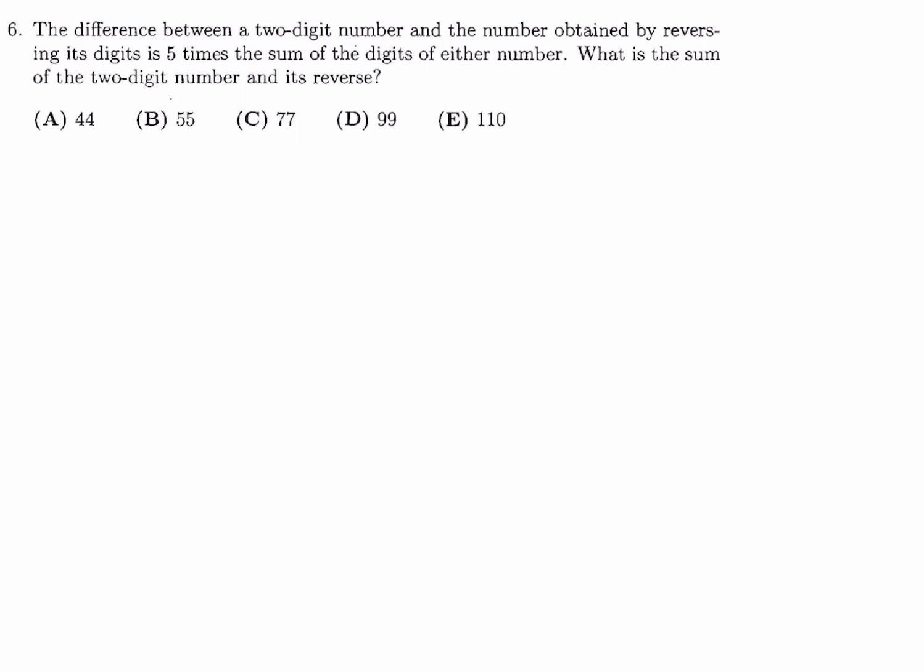The difference between a 2-digit number and the number obtained by reversing its digits is 5 times the sum of the digits of either number. What is the sum of the 2-digit number and its reverse? Let's say the 2-digit number is AB, the reverse is obviously BA. And they're saying that when you take the difference, so really it's 10A plus B, right? Because if I write a number like 57, that's really 5 times 10 plus 7. So that's what that first number is.